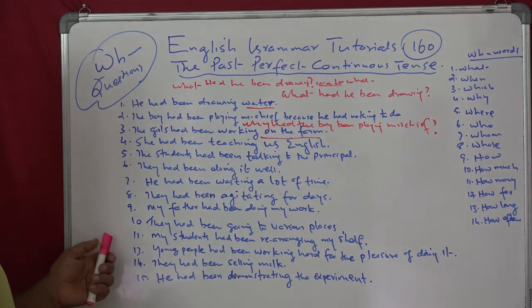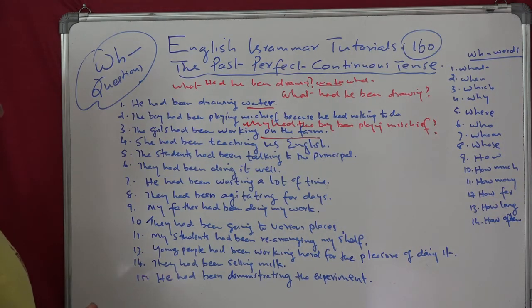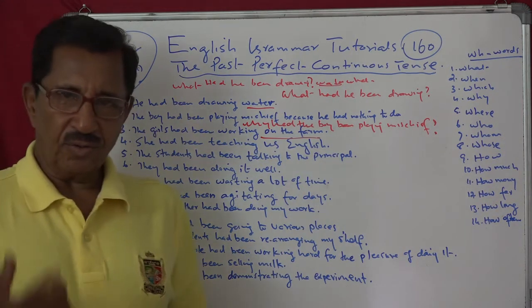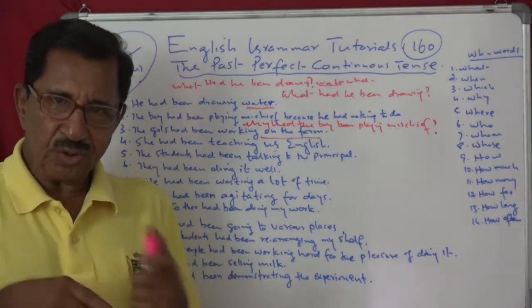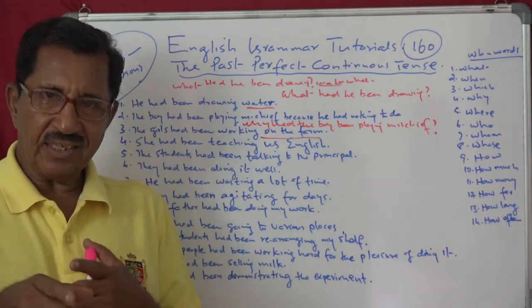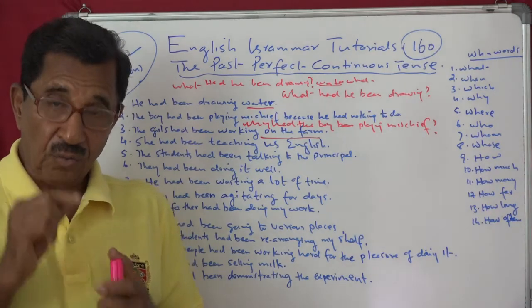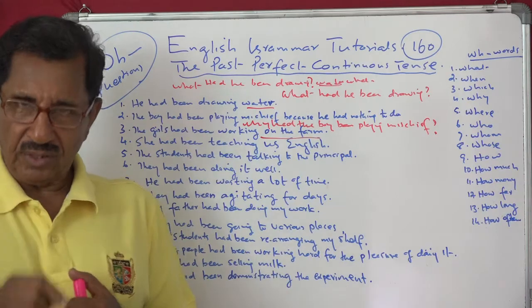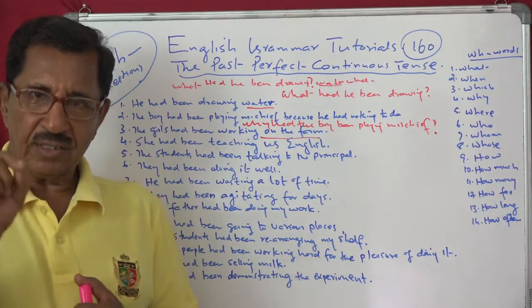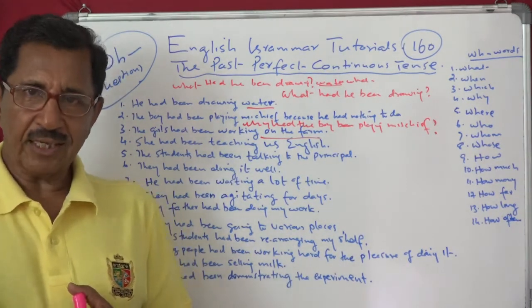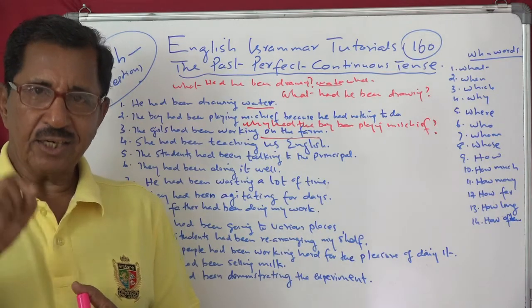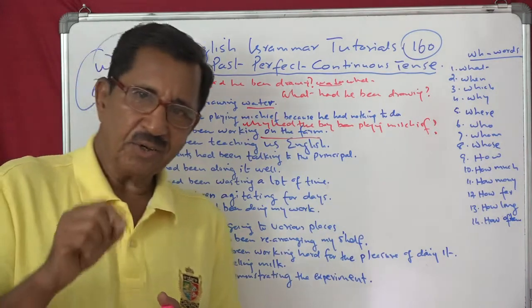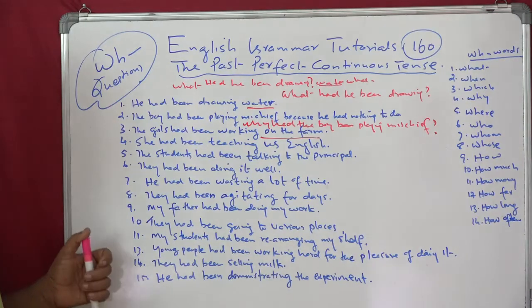Alright, next one, ninth: my father had been doing my work. So, my work is whose work. Whose work had your father been doing? Once again, whose work had your father been doing? I think you have taken that down.